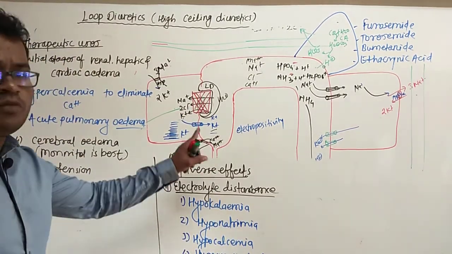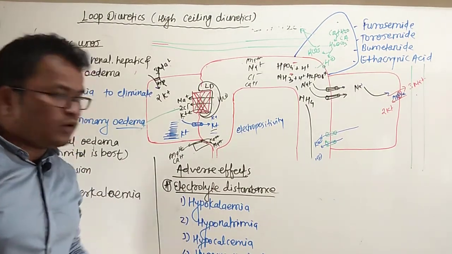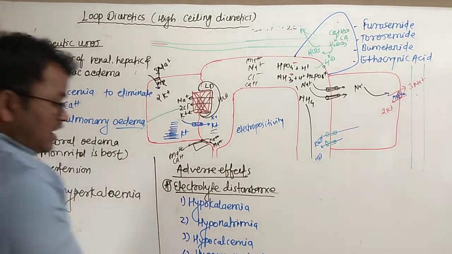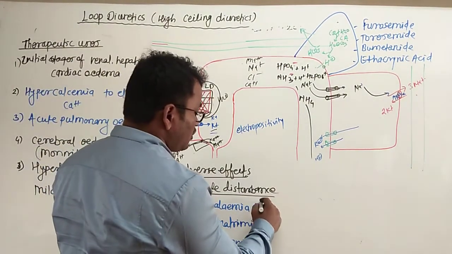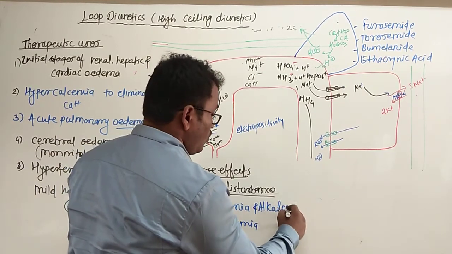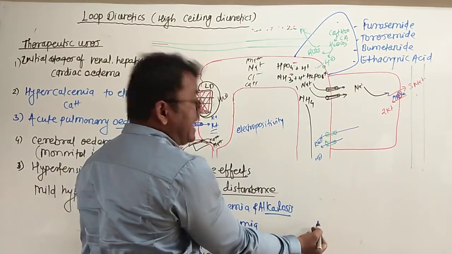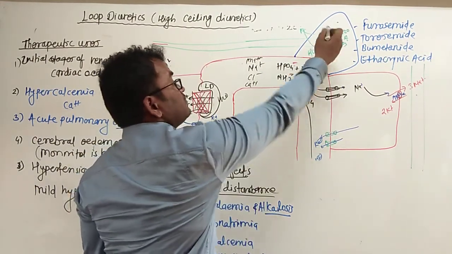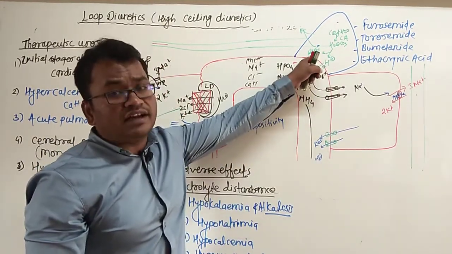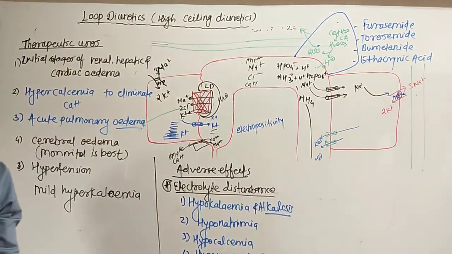Hypokalemic metabolic alkalosis is also produced. Why alkalosis? Because H plus ions are excreted into the urine and maximum bicarbonate ions are present in the blood. So these are of alkaline nature, which leads to alkalosis in the body. This is the side effect, alkalosis.